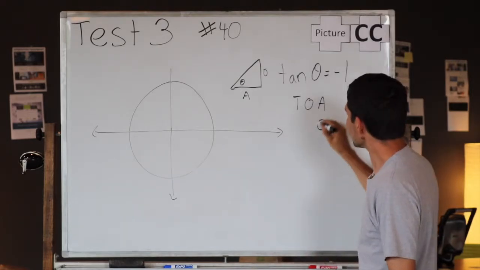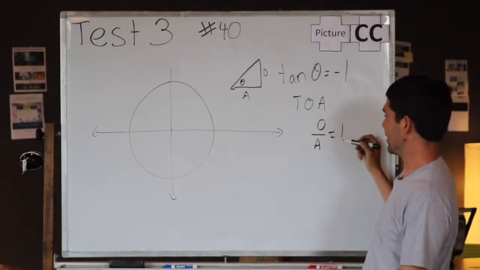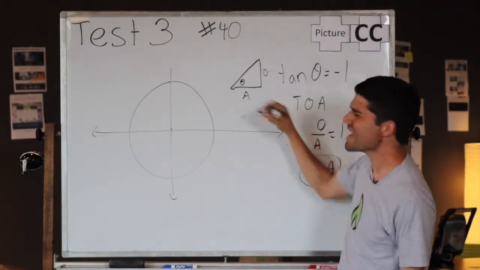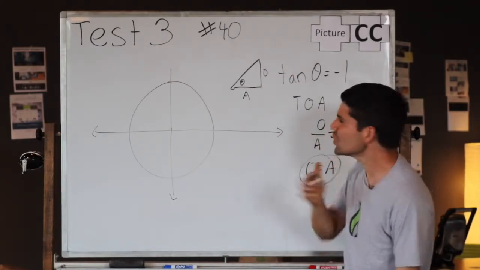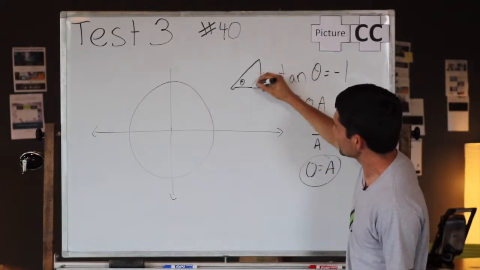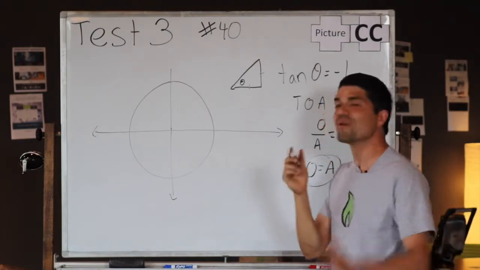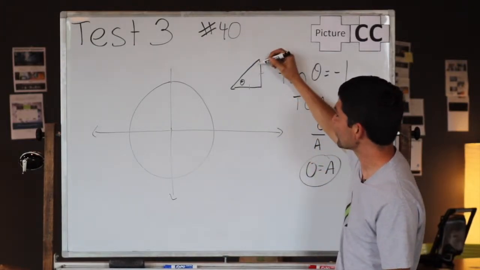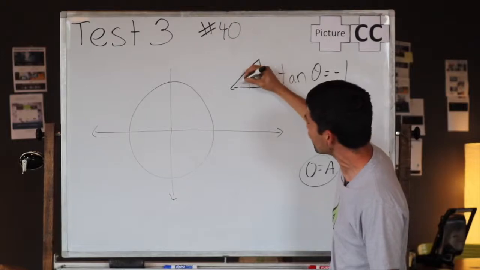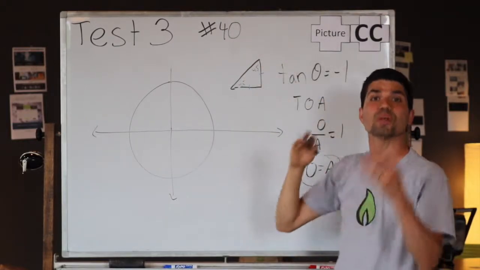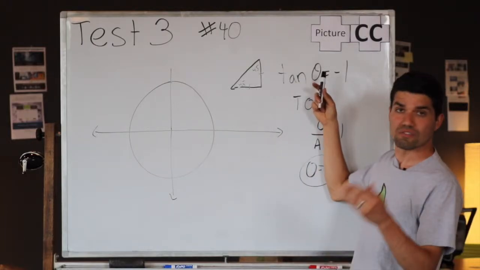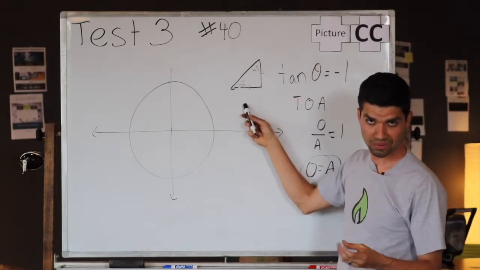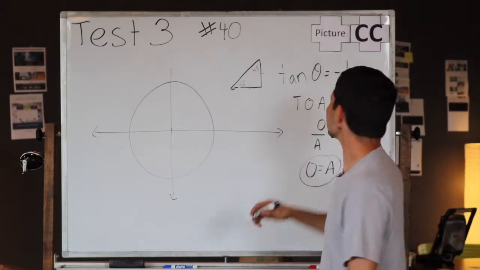We know that the only way to get O over A equal to 1 is for O to be equal to A. So if O is equal to A, this gives us a special kind of triangle, doesn't it? What kind of triangle do you know where both of these sides are equal? If these sides are equal, the angles are equal, and that has to be 45 and 45. So for tan of theta to be 1, it has to be equal sides, a 45-degree angle.